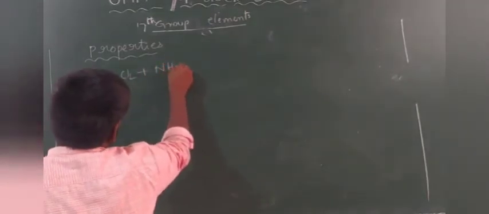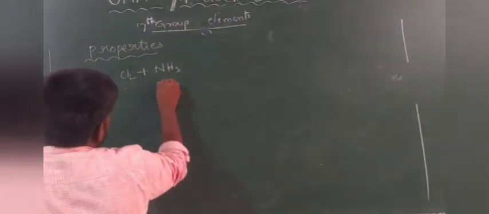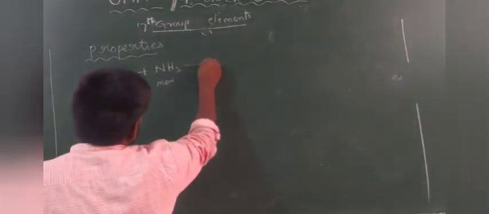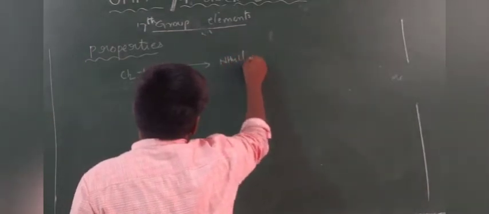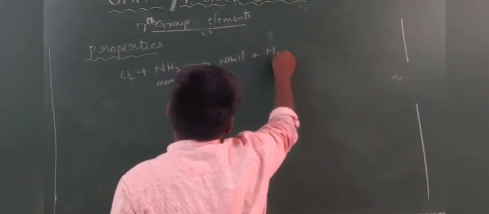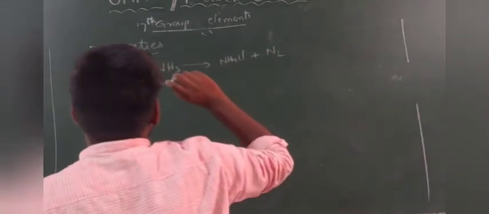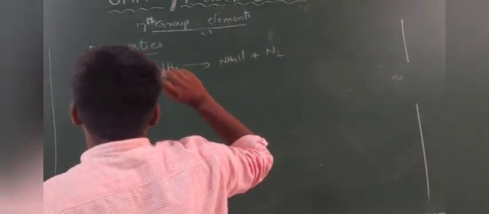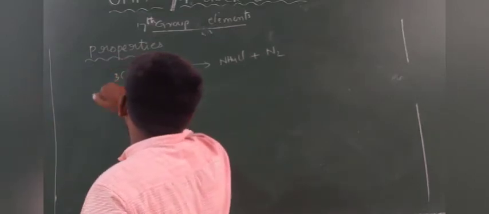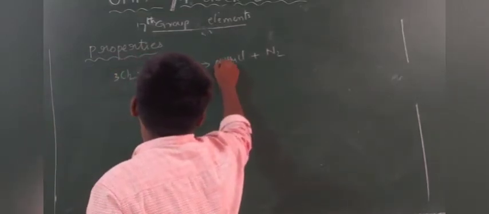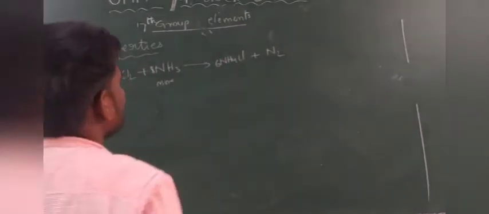When chlorine is reacted with more amount of the ammonia, then we can get here NH4Cl plus N2 gas. So to balance this equation, we need to multiply this one with 8, and the next one this one with 3, and the next one we need to multiply with 6. So which is a balanced equation.